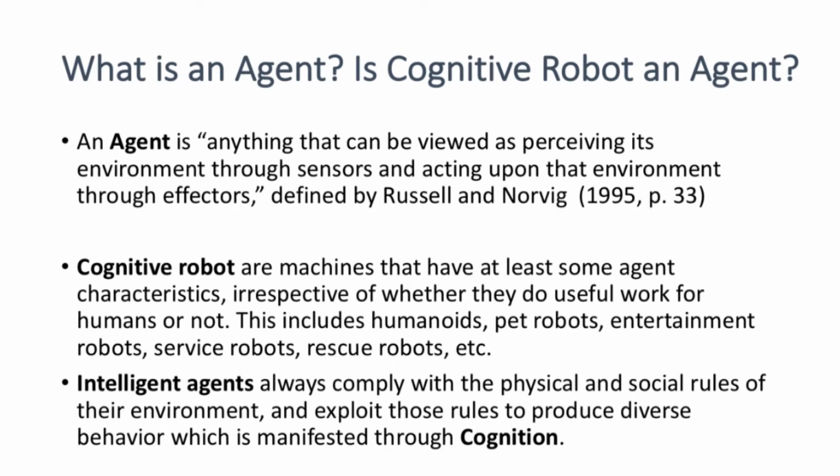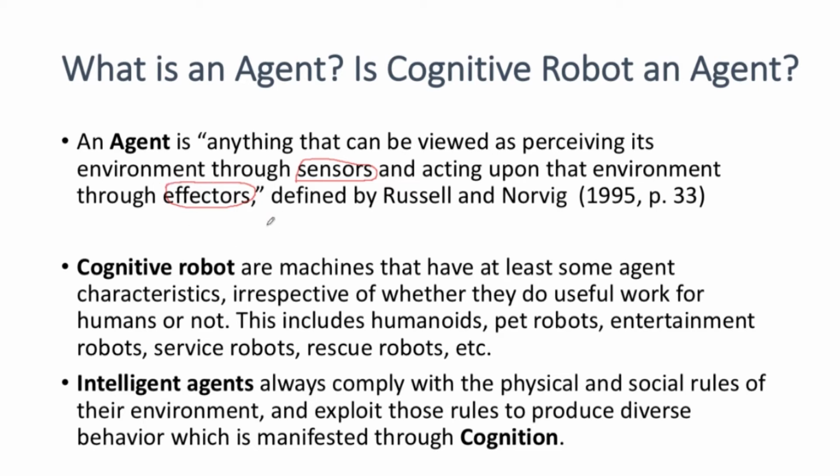An agent is anything that can be viewed as perceiving its environment through sensors and acting upon that environment through effectors. So there are two important points here. One is perceiving the environment through sensors, and the other is acting upon the environment through effectors. Both of them are important from an agent's point of view.